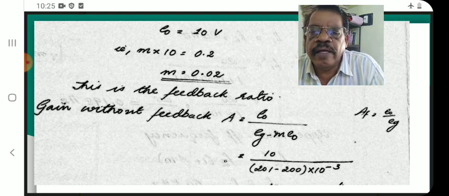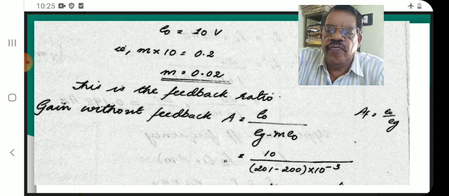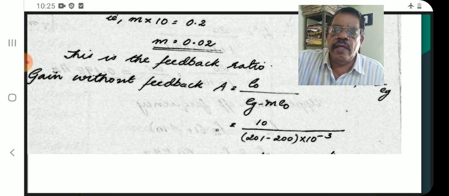Gain without feedback, A, is EO by EG minus M EO. That is the definition we use when we study the derivation.